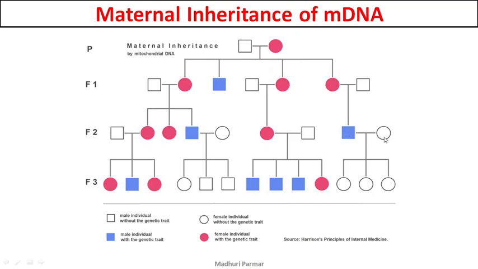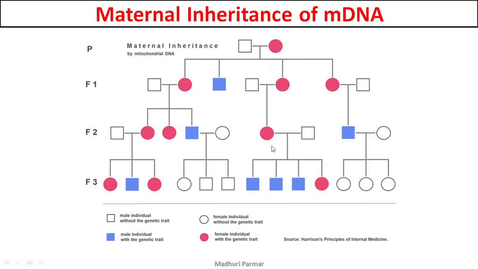Now their children, the F2 generation, also get married, and let us see their children now. If it is a girl who has this mitochondrial DNA defect, it will be passed on to her children. If it is a man who has this mitochondrial DNA defect, this man does not contribute to his children's mitochondria. So his mitochondrial DNA will never be passed on to the children because he does not give mitochondria to the embryo.